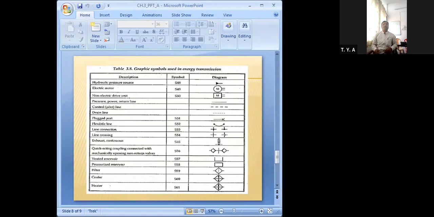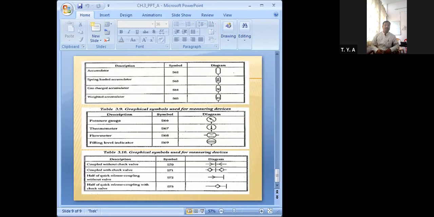Then, very important, the filter is represented by this one. Please look at this mouse cursor. Then the cooler is represented by this one, and the heater like this one. Filter, cooler, heater. Then working line, drain line, control or pilot line. These symbols are very useful to design any fluid power circuit. Then we'll go for the next one.